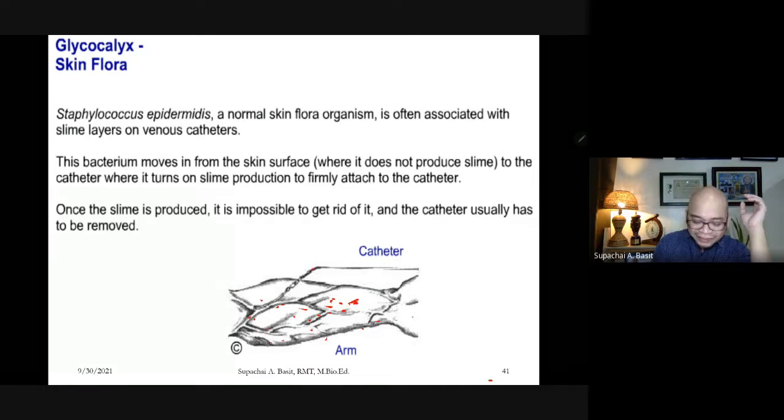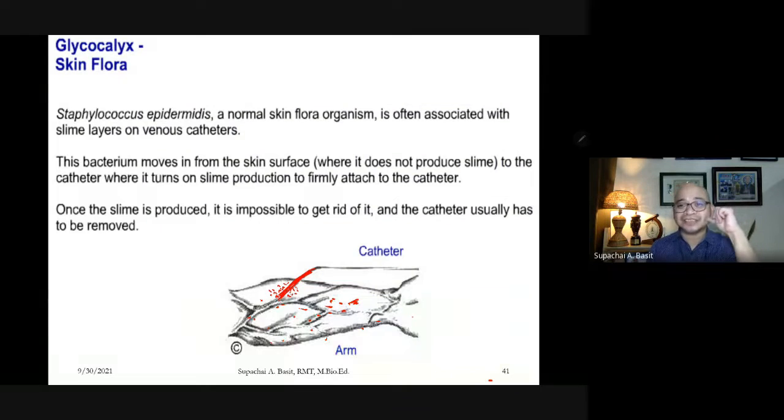But because the catheter here is an artificial device, and because they are capable of forming biofilm, there would be slime production. The slime production will allow Staphylococcus epidermidis to be firmly attached to the catheter. Once the slime is produced, it is impossible to get rid of them. So there's a need for you to change the catheter. That's why it's not really advisable to have a prolonged use of catheter. You need to change the catheter on a regular basis. It's really painful on the part of the patients to be on a catheter.